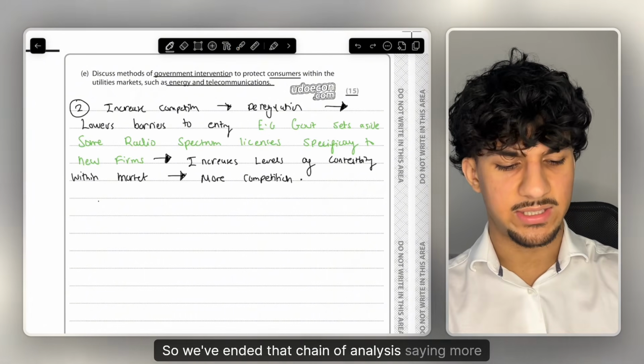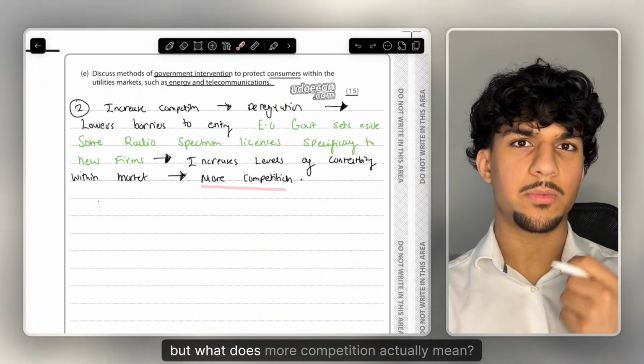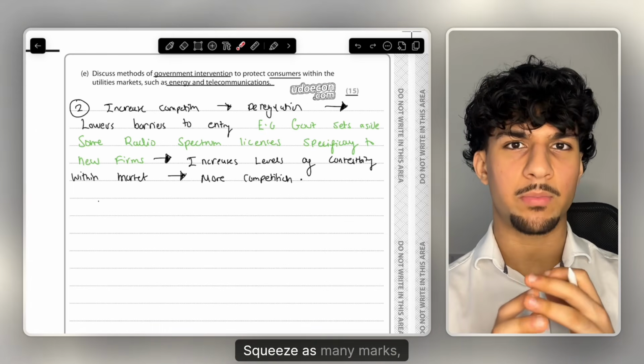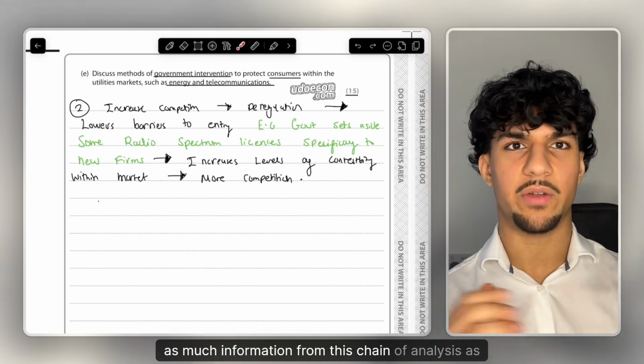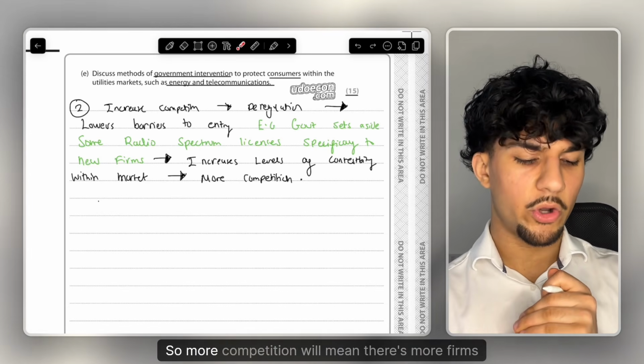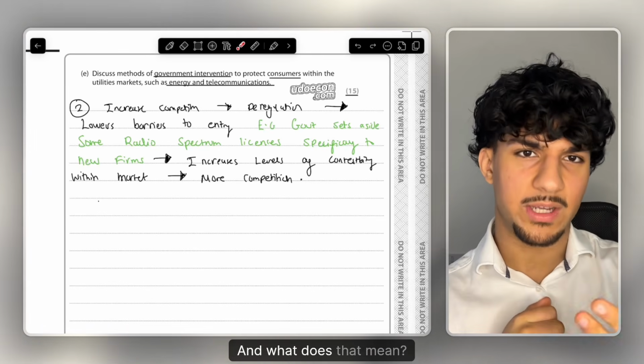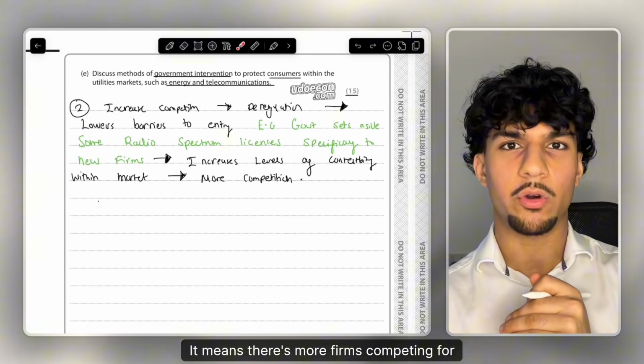So we've ended that chain of analysis saying more competition. But what does more competition actually mean? And let's try to be as step by step as possible, squeeze as many marks, as much information from this chain of analysis as possible. So more competition will mean there's more firms competing in the market. And what does that mean? It means there's more firms competing for customers.